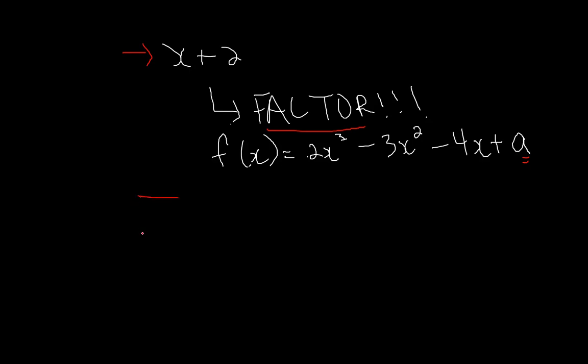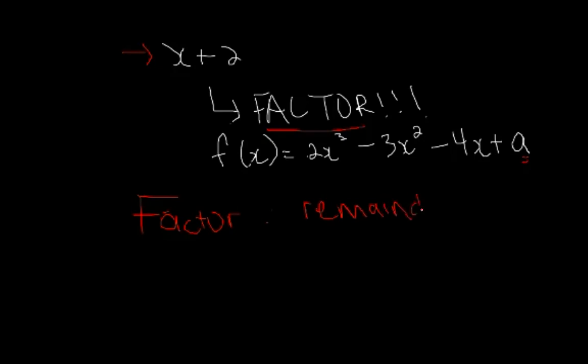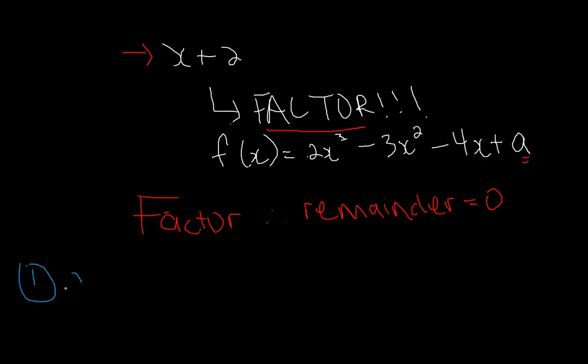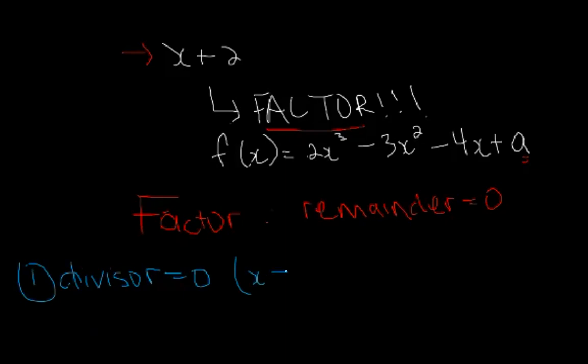Factor, therefore, remainder is going to be equal to 0. How do we go about doing that? Well, you need to recall the steps. The first step: put your divisor equal to 0 to solve for the value of x. So by putting my divisor equal to 0, I'll find the value of x. So x is equal to question mark.